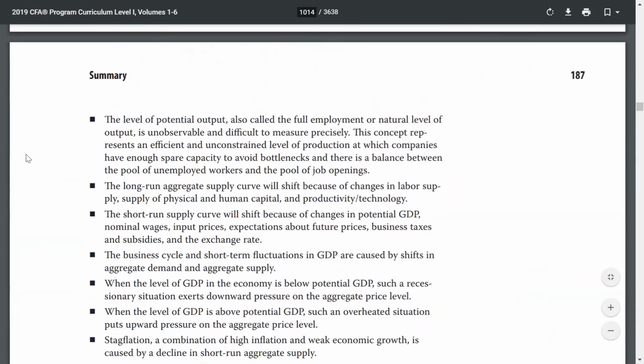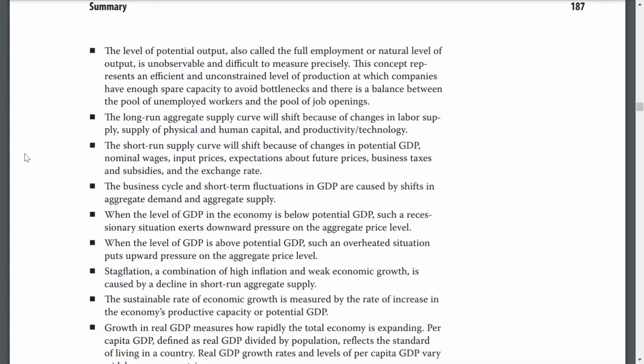The level of potential output, also called full employment or the natural level of output, is unobservable and difficult to measure precisely. The concept represents an efficient and unconstrained level of production at which companies have enough spare capacity to avoid bottlenecks, and there is a balance between the pool of unemployed workers and a pool of job openings.